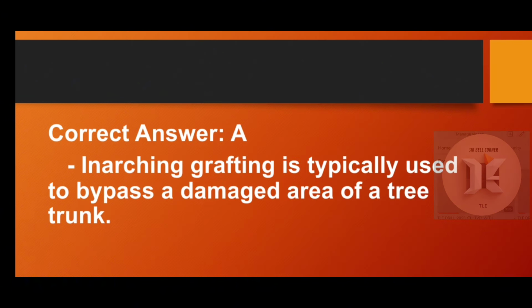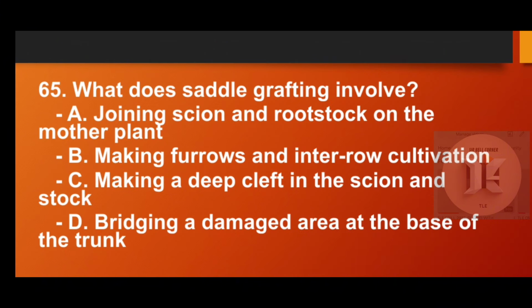Correct answer. A. Inarching grafting is typically used to bypass a damaged area of a tree trunk. 65. What does saddle grafting involve? A. Joining scion and rootstock on the mother plant. B. Making furrows and inter-row cultivation. C. Making a deep cleft in the scion and stock. D. Bridging a damaged area at the base of the trunk.